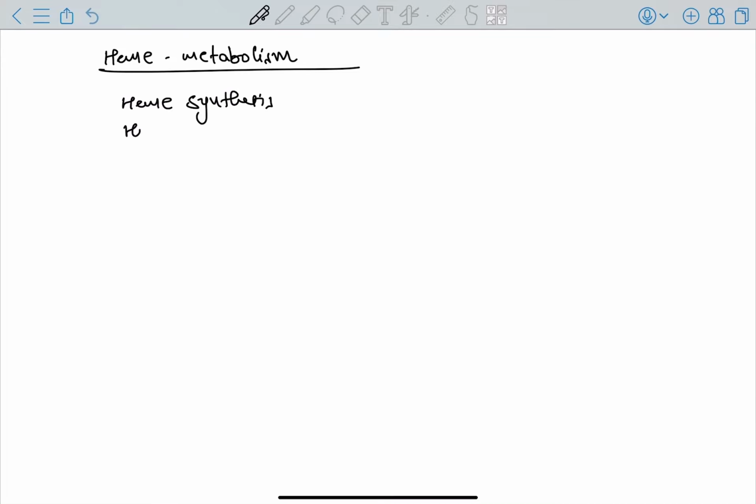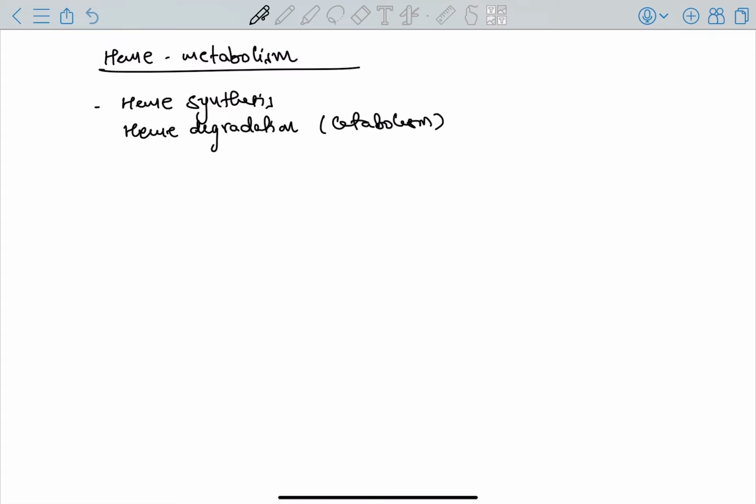Hello guys, so the topic for today is heme metabolism. We'll be studying heme metabolism in several lectures. The various subcategories that we'll be studying are heme synthesis and heme degradation, that is the heme catabolism, or bilirubin metabolism.